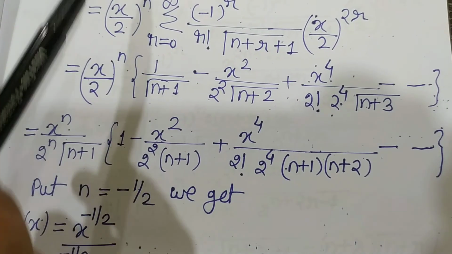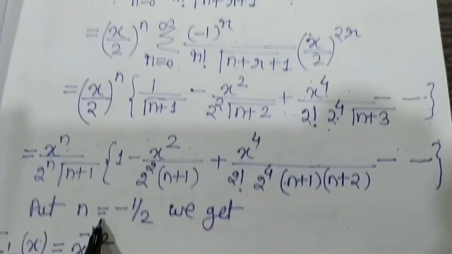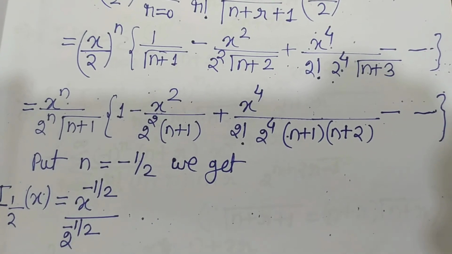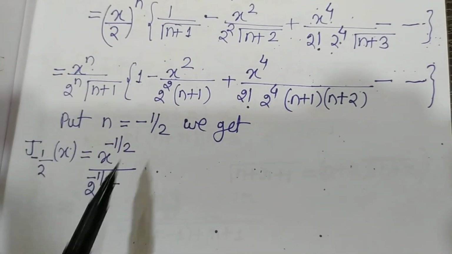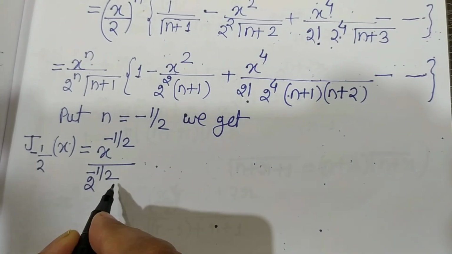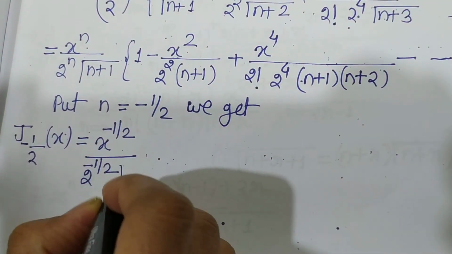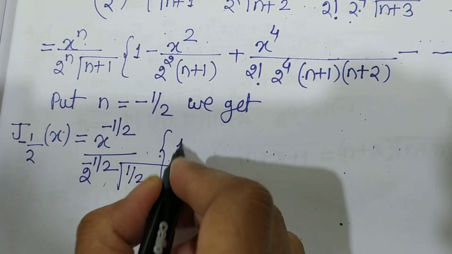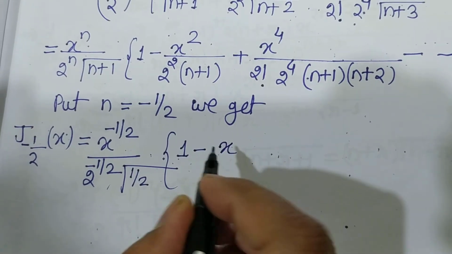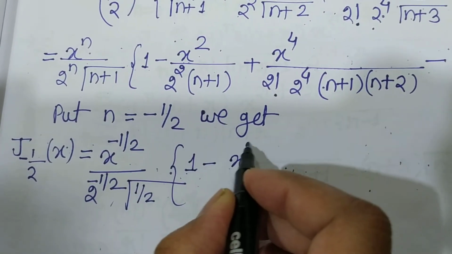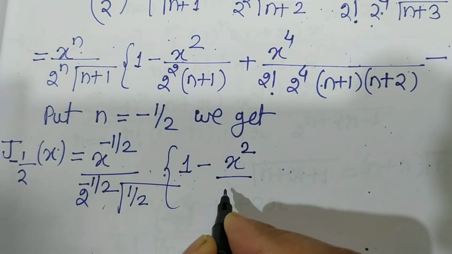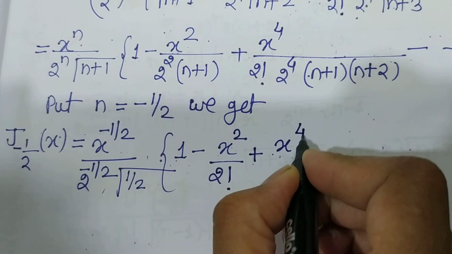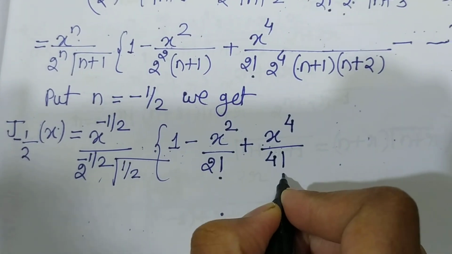Now we want J minus 1 by 2 of x. So put n equal to minus 1 by 2. We get x raised to power minus 1 by 2, 2 raised to power minus 1 by 2. Now put n equal to minus 1 by 2, so we have gamma of 1 by 2. Then we have 1 minus x square upon 2 factorial, the next will be plus x to the power 4 upon 4 factorial.